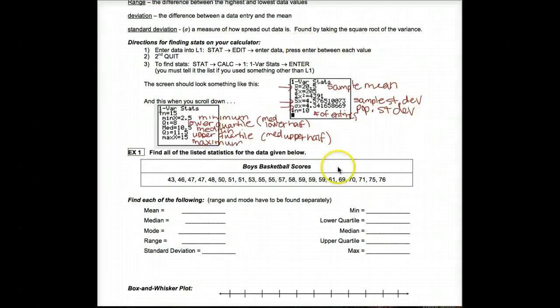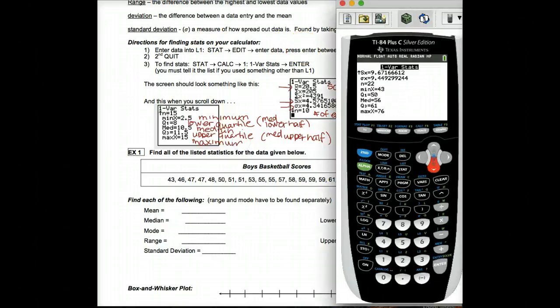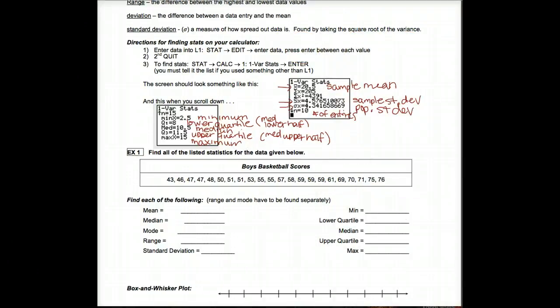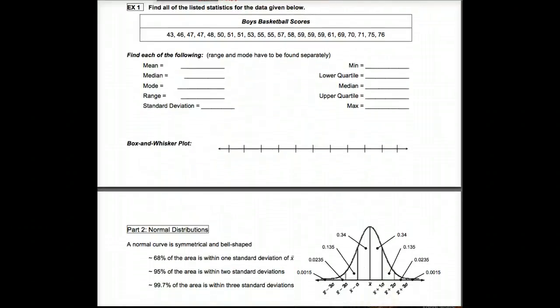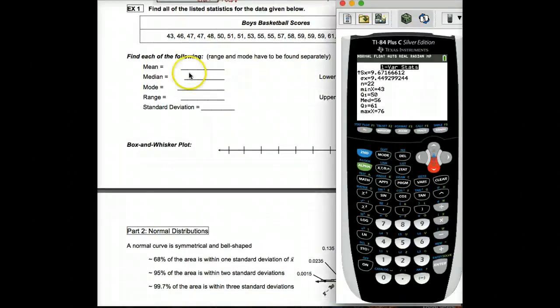So, based on the information that we now see in our calculator, I should be able to answer the questions for example 1. So the mean, if I look here, my mean, sample mean, is 50, oops, I forgot to scroll back up.